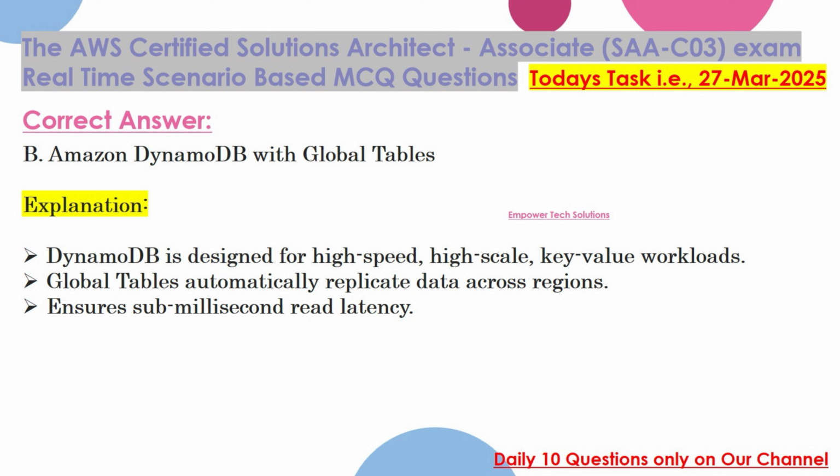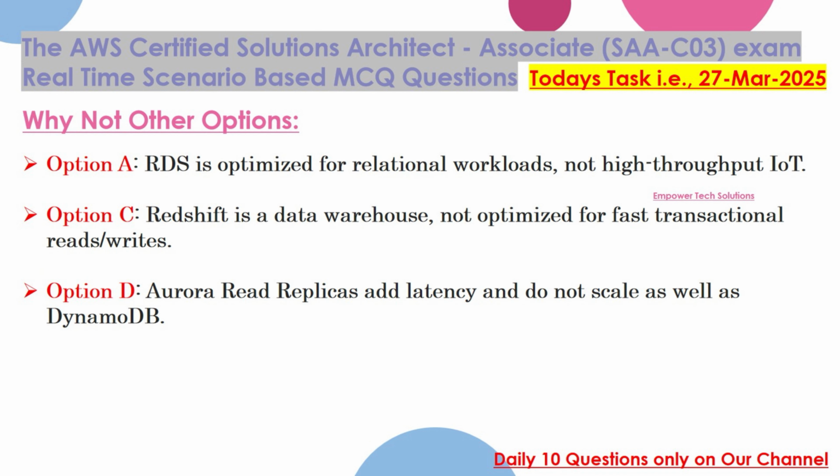Explanation. DynamoDB is designed for high-speed, high-scale, key-value workloads. Global tables automatically replicate data across regions. Ensures sub-millisecond read latency. Why not other options? Option A, RDS is optimized for relational workloads, not high-throughput IoT. Option C, Redshift is a data warehouse, not optimized for fast transactional reads/writes. Option D, Aurora read replicas add latency and do not scale as well as DynamoDB.